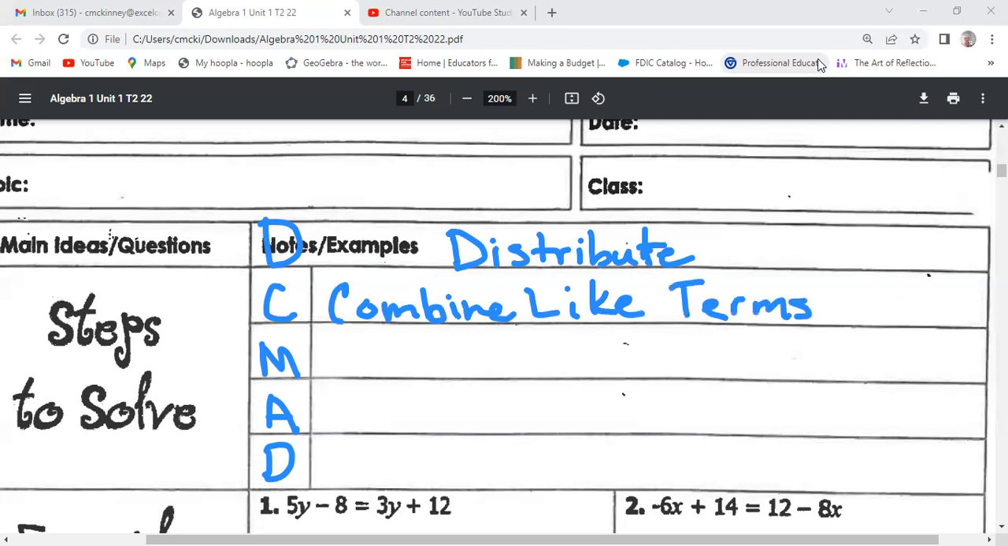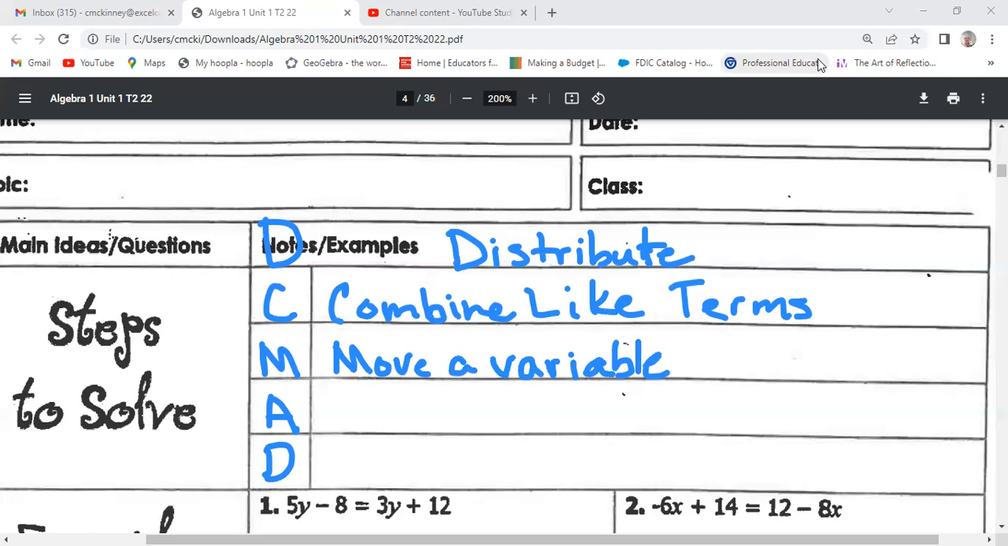And then the M, this is something different from the last time. The M is move a variable, because we need to get our variables on the same side. There should only be 2 variables at this point because you've combined the like terms that are on the same side. All right. So then once we've done that and we have both sides as simple as possible, then we need to move one of our variables over.